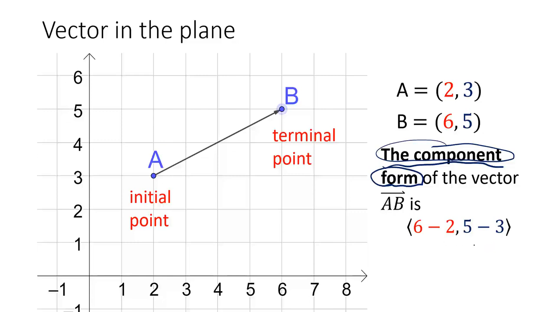For the numbers inside, all we need to do is subtract the corresponding coordinates to get each component. So 6 minus 2, my first component, is 4. 5 minus 3, my second component, is 2. So I say my vector AB is <4, 2>. Okay, so we use a pointed bracket to include an ordered pair of numbers inside. That's called component form.